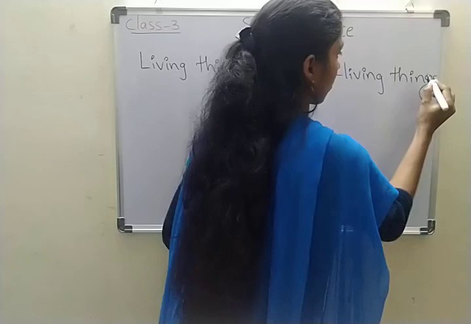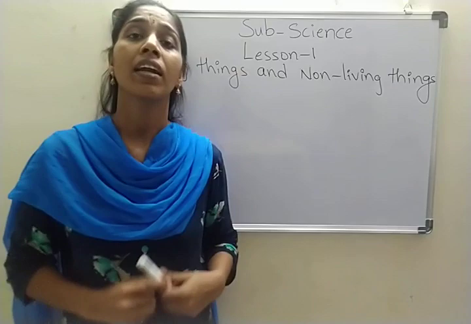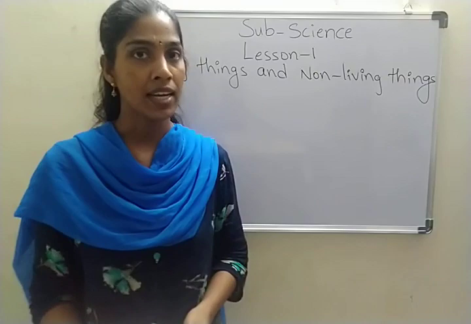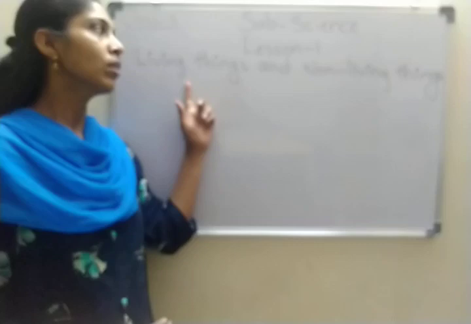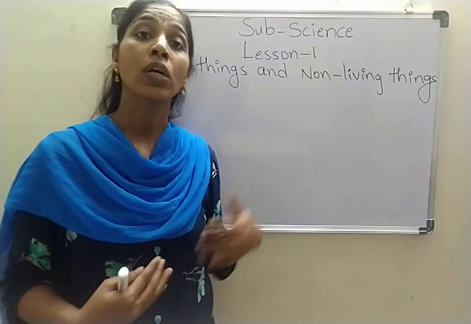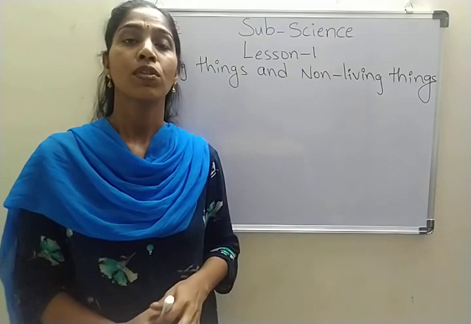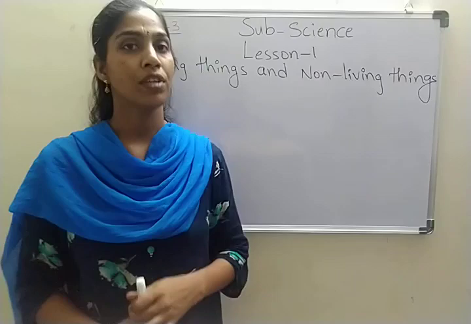Children, we know that we are surrounded by a number of things around us. Some of them are living things while some are non-living things. The world is divided into living things and non-living things. How can we say which is a living thing and which is a non-living thing? Those of you who don't know, today we are going to discuss living things and non-living things.